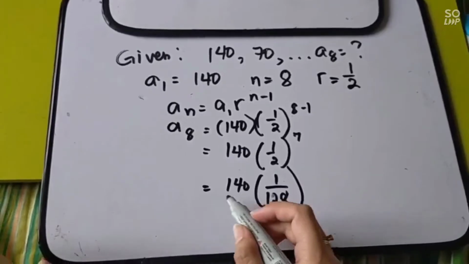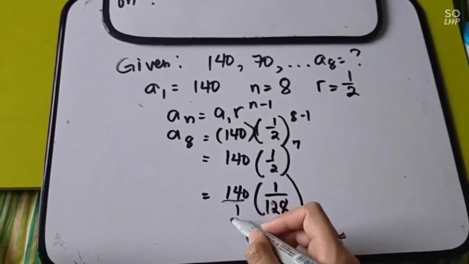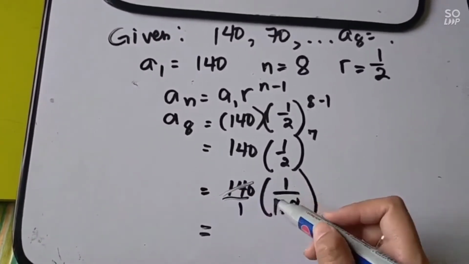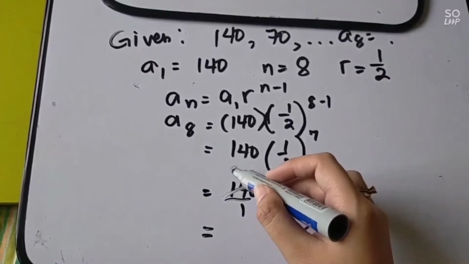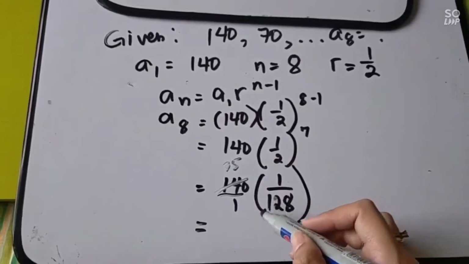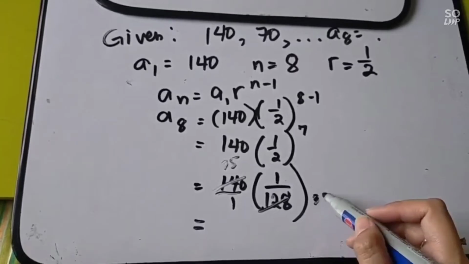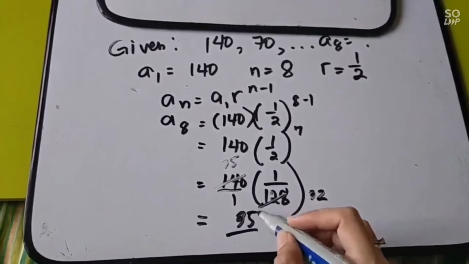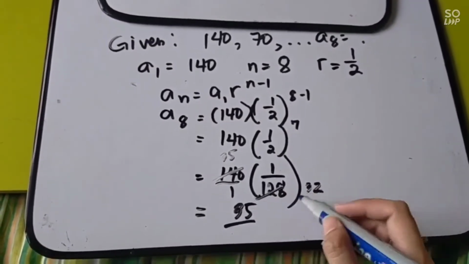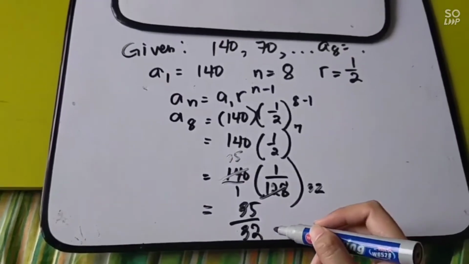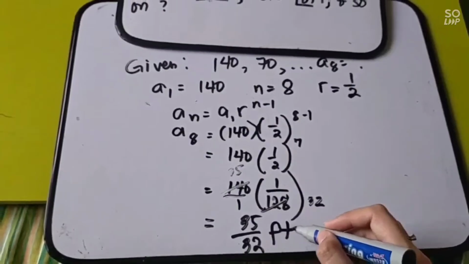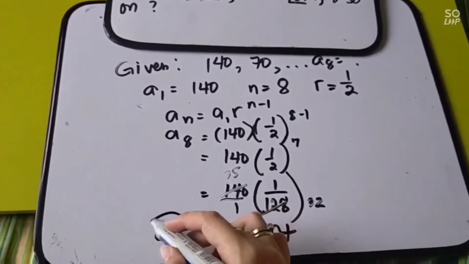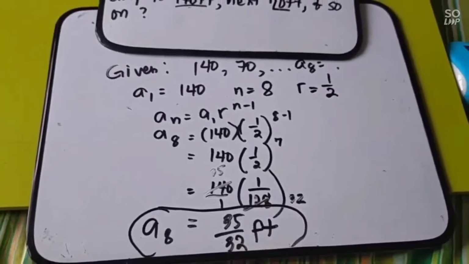Then, we have to simplify. 140 over 1 times 1 over 128. 140 and 128 are divisible by 4. So, 140 divided by 4, the answer here is 35. And then, 128 divided by 4, the answer here is 32. So, therefore, we have 35 over 32 feet. Okay, so feet. So, that is the 8th bounce. Okay, so that's the answer.